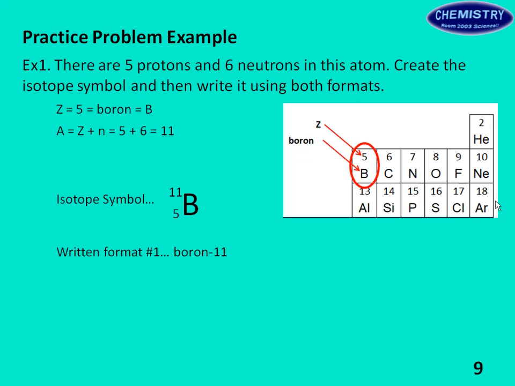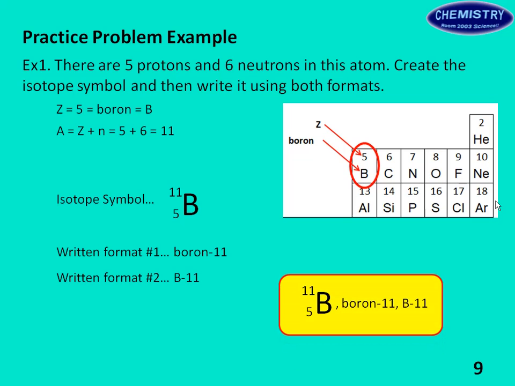Format number 1 is to write the element name dash the A value, so boron dash 11. And format number 2 is just very similar, only instead of the element name, we use the element symbol. So in even shorter form, capital B dash 11. So for the homework, the final answer, if you will, would boil down to these 3 items: the element, the isotope symbol, written format number 1, and written format number 2.